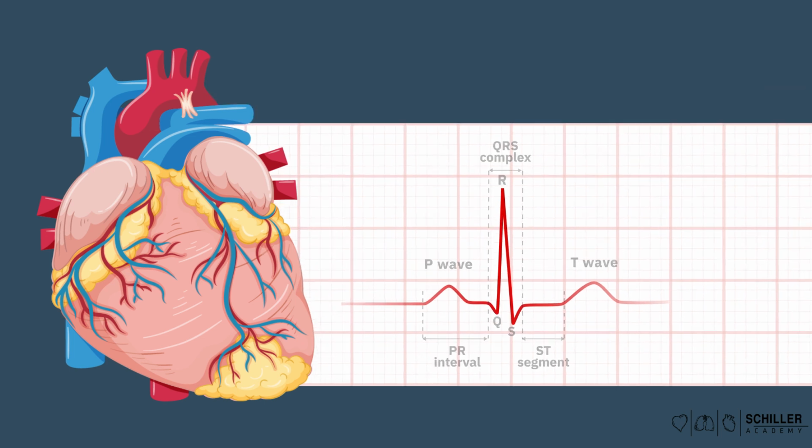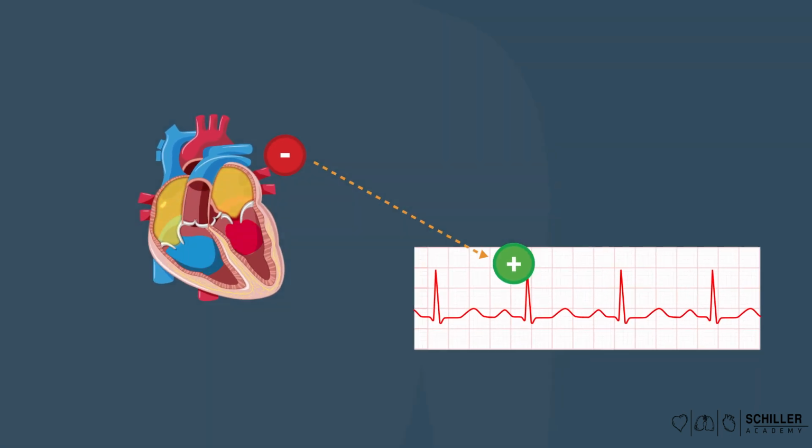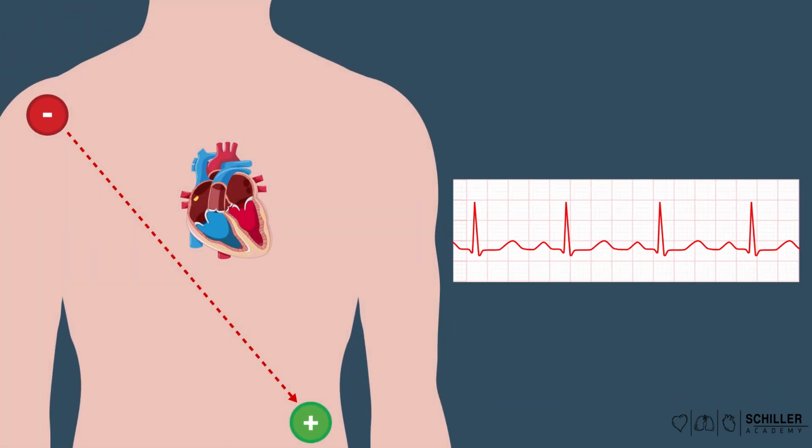To create a very basic ECG, attaching only 2 electrodes to the patient would be enough, forming a negative and a positive pole. The ECG machine uses the negative electrode as the reference point or baseline. As the electrical wave moves toward the positive electrode, an upward deflection is seen on the graph. This is the depolarization phase of the cardiac electrical cycle.